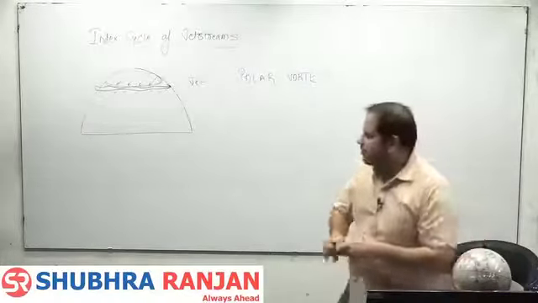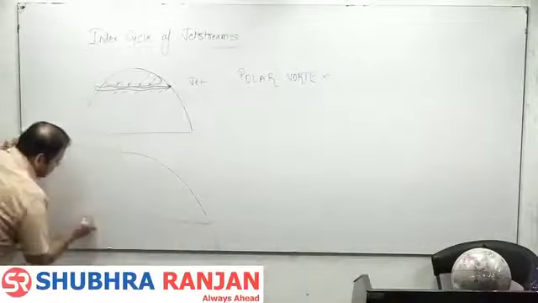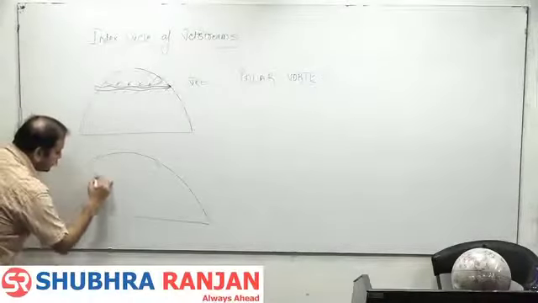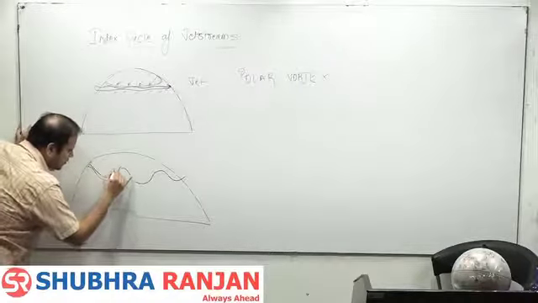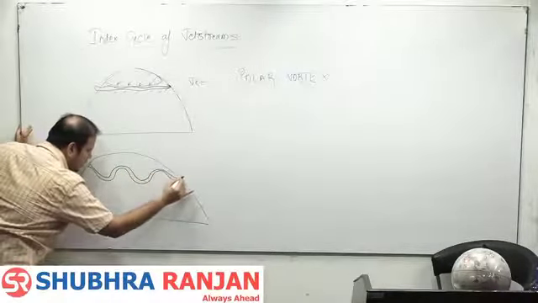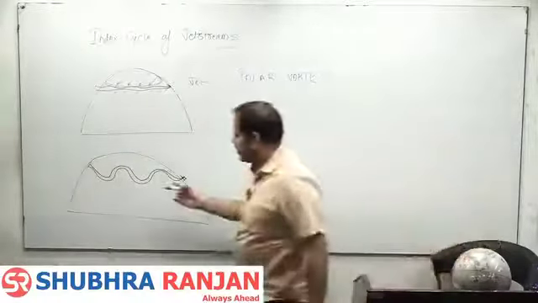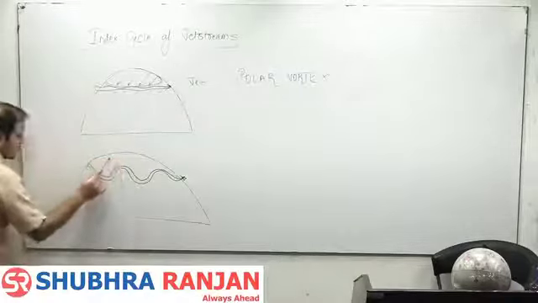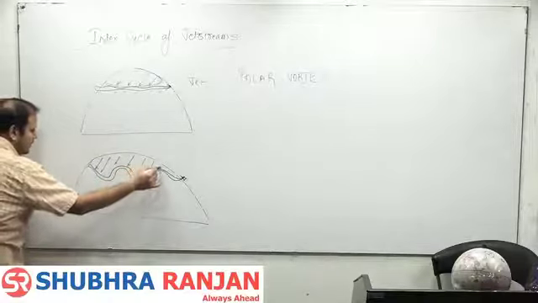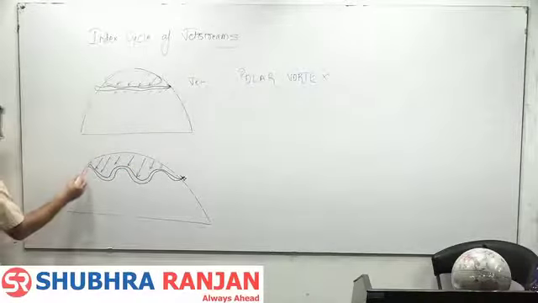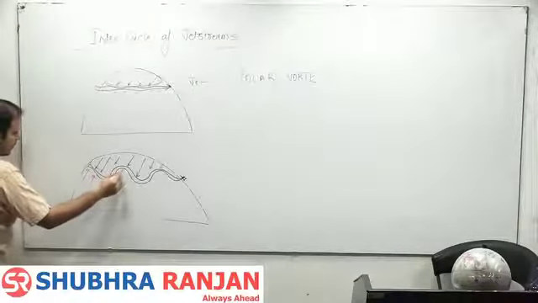And as a result of this, in the second stage, the jet stream will start meandering. Initially the jet stream does not meander, but in the second stage it will start meandering. This meandering of the jet stream is due to the cold air pushing into the territory of warm air and the warm air pushing into the territory of cold air.